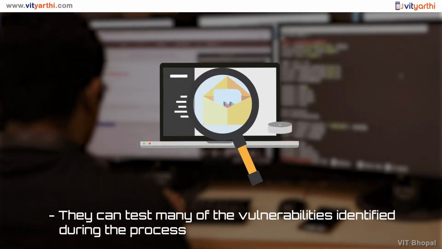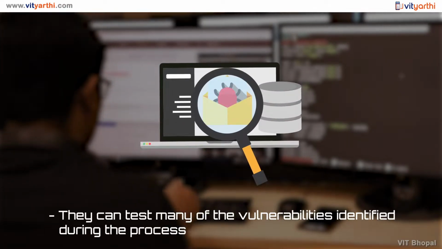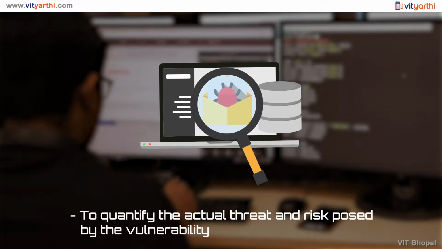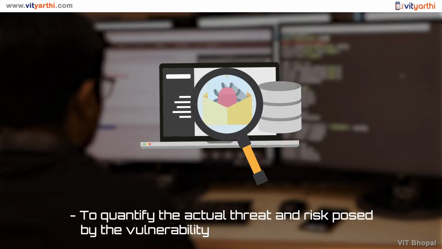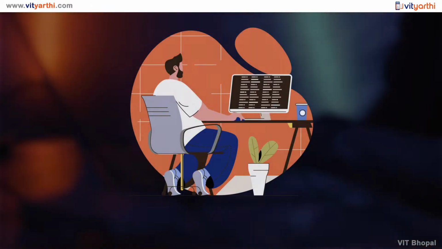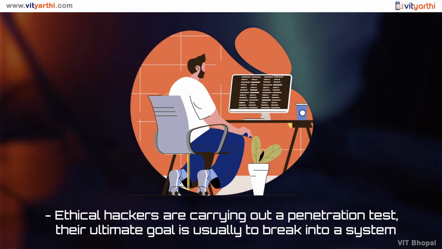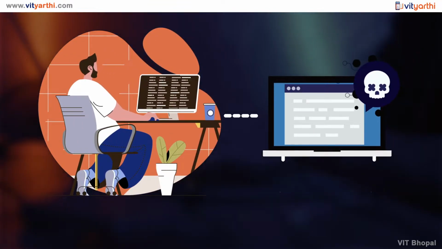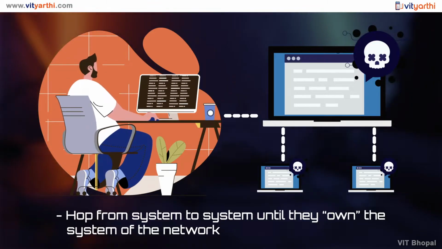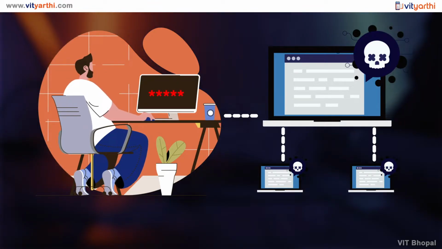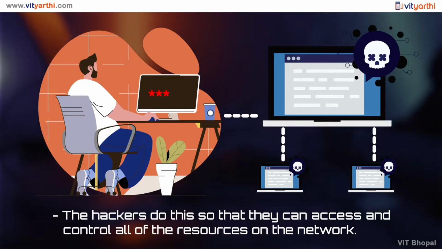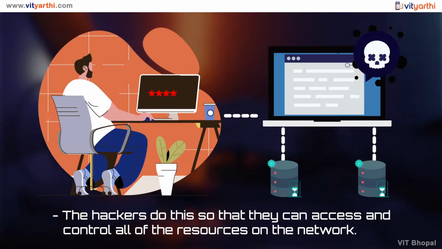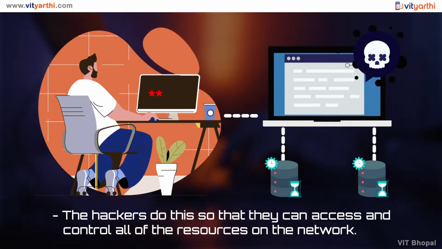They can test many of the vulnerabilities identified during the process, which is also known as vulnerability assessment, to quantify the actual threat and risk posed by the vulnerability. When ethical hackers are carrying out a penetration test, their ultimate goal is usually to break into a system and hop from system to system until they own the network, which is an interconnection of multiple computers. The hackers do this so that they can access and control all of the resources on the network.